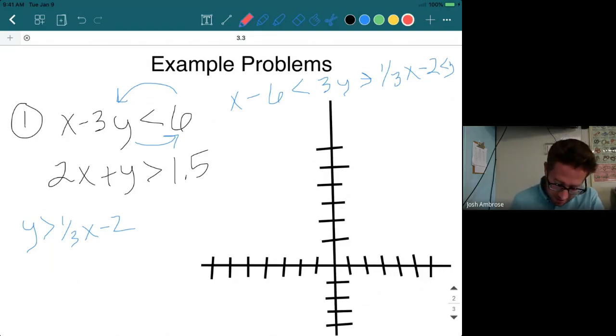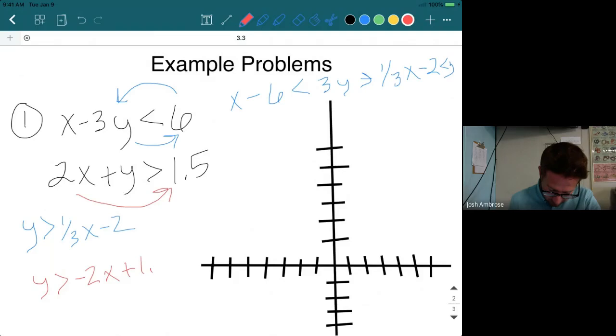Now, in the second equation, we're going to take that 2x and bring it to the other side, because notice the y has a coefficient of 1 and it's positive, so don't move the y. It's already in a good position. So now we are looking at y greater than negative 2x plus 1.5. Okay, so everything looks good right there.